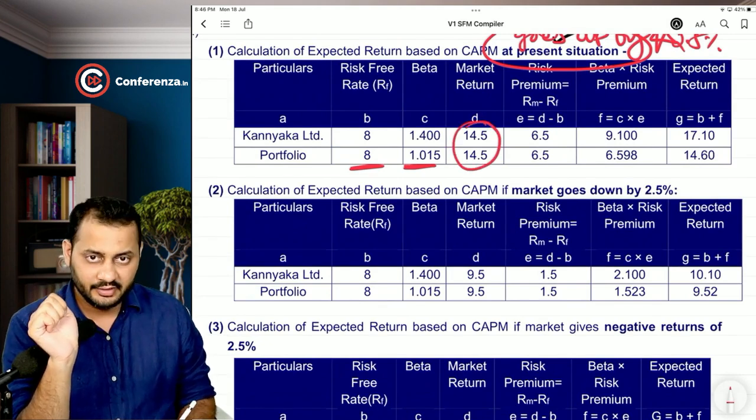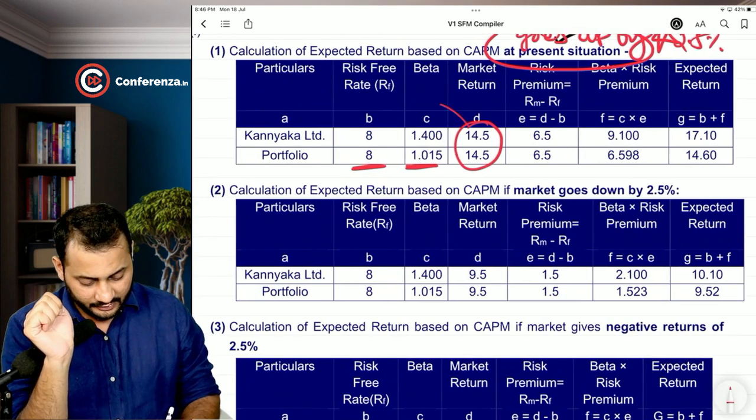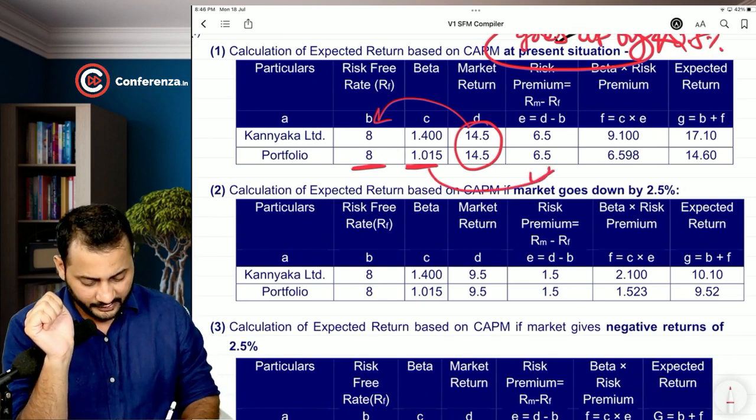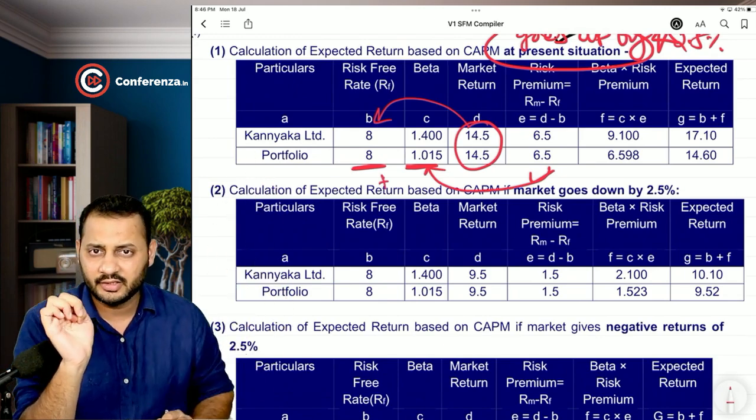This is the new market return. New market return minus risk-free rate of return is the premium. This 6.5 premium will be multiplied with the beta and then we add the risk-free rate of return.